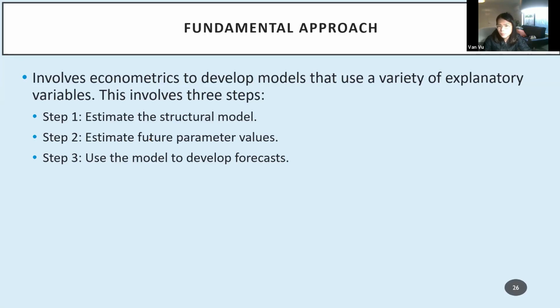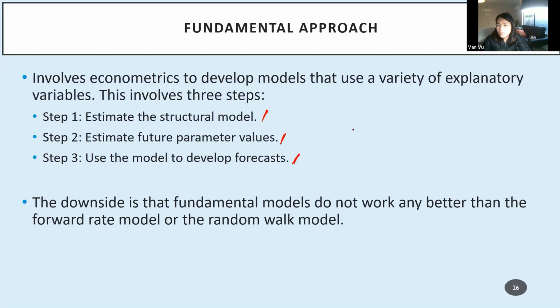For the fundamental approach, you need three steps. First, you need to estimate a model. Second, you need to estimate the values for your inputs. And finally, you use the model to develop your forecast. The downside of the fundamental approach is that empirically it has been shown that it does not do any better than the forward rate model.